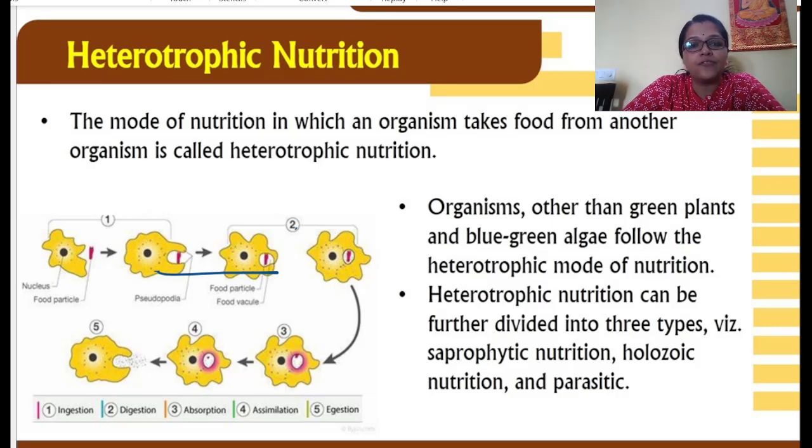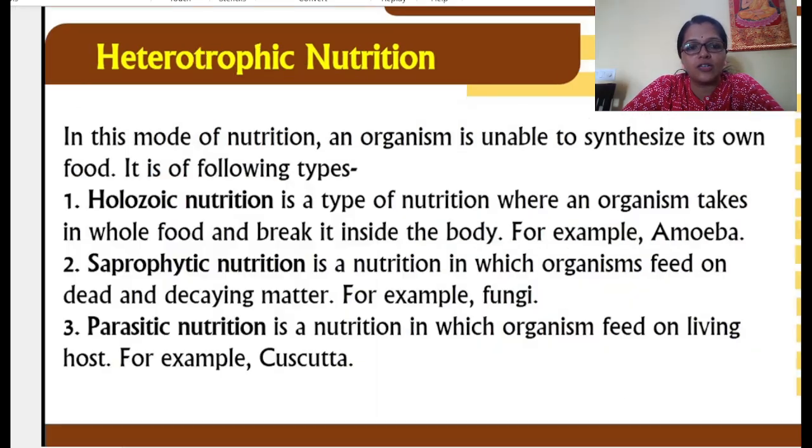There are three different types of heterotrophic nutrition. What are they? The first one is Holozoic nutrition. Holozoic means the organisms which eat the food as a whole and break it down inside the body. Digestion happens inside, whatever they take in, solid or liquid food, and then they digest it inside. The examples here are human beings and amoeba.